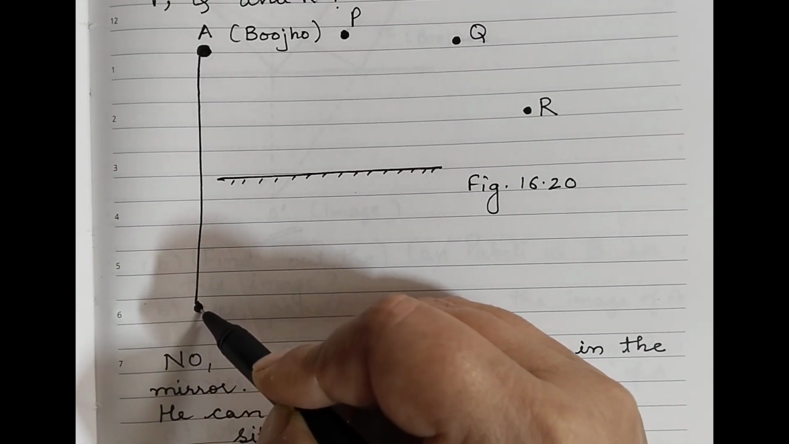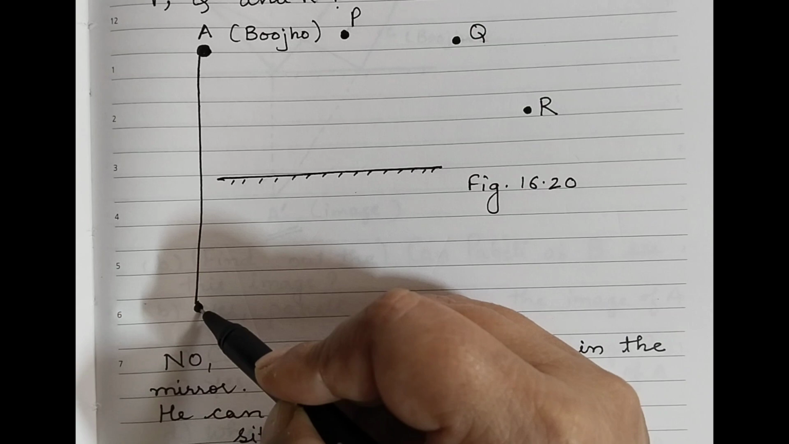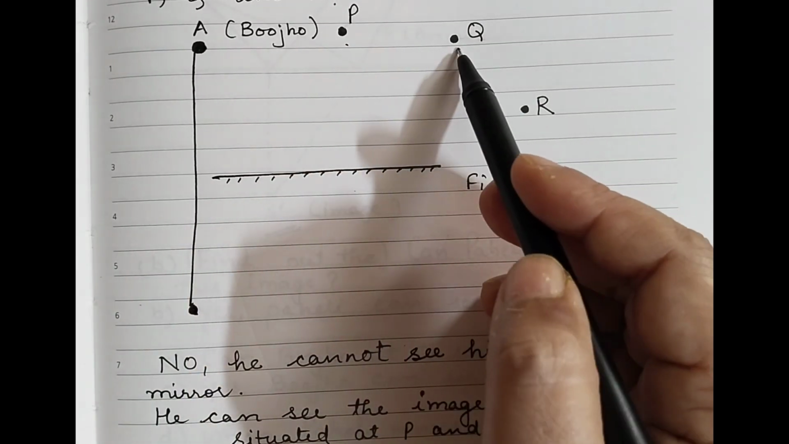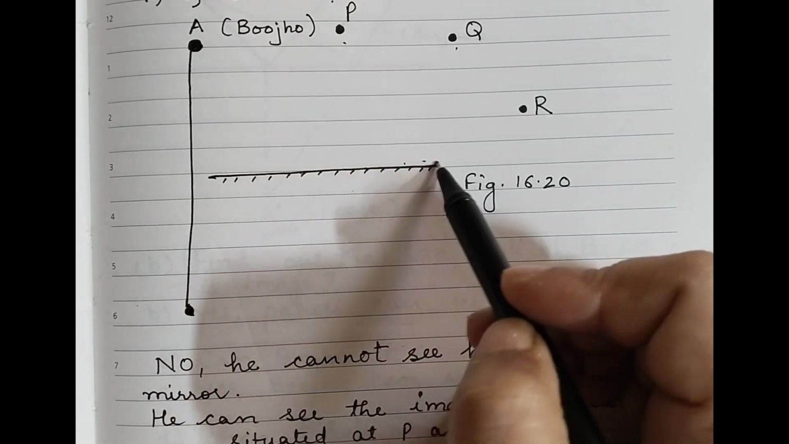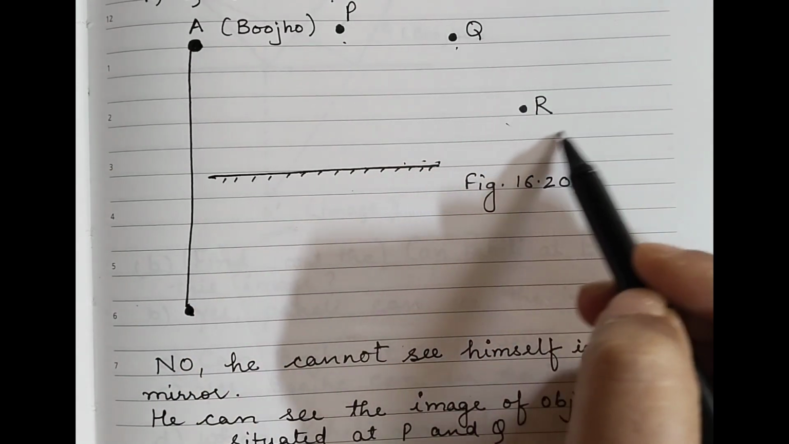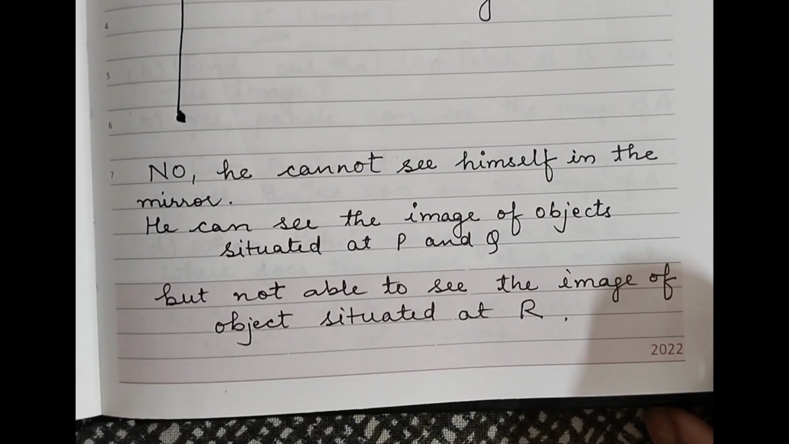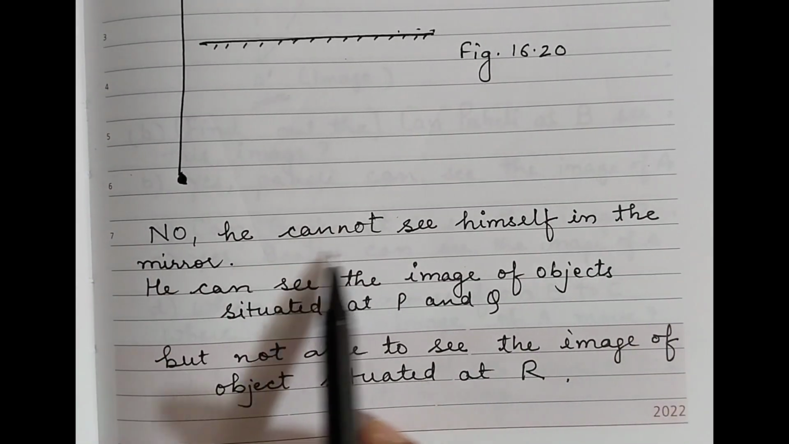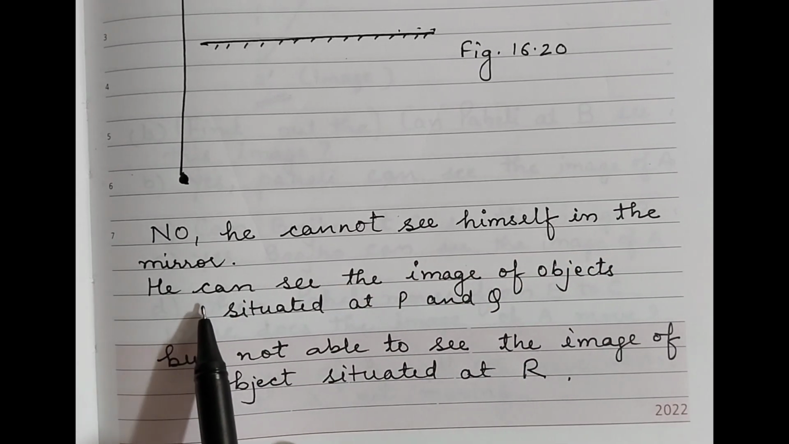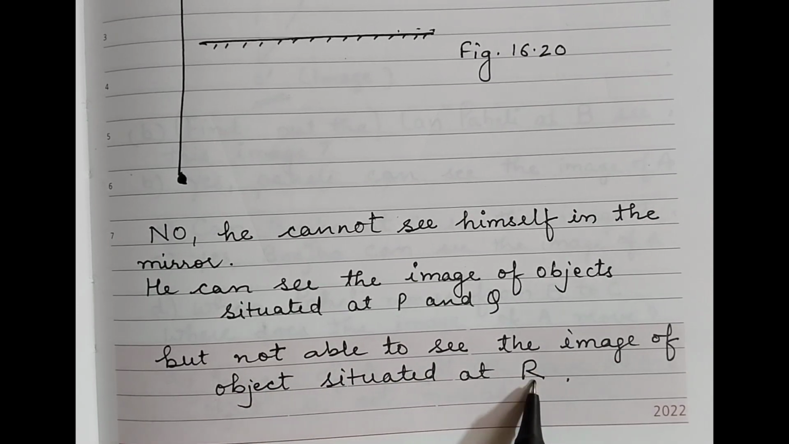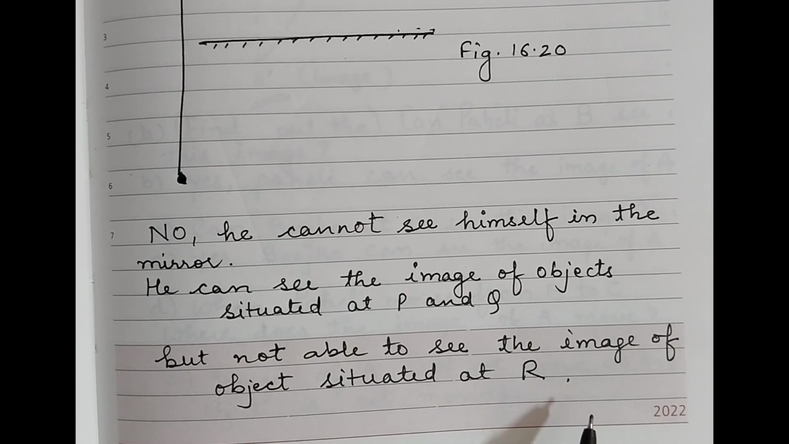He can see the images of P, Q, R? Yes, he can see the images of P and Q because they are on the mirror, but he is not able to see the image of R. So answer is he cannot see himself in the mirror. He can see the image of objects situated at P and Q, but not able to see the image of object situated at R because it is away from the mirror.